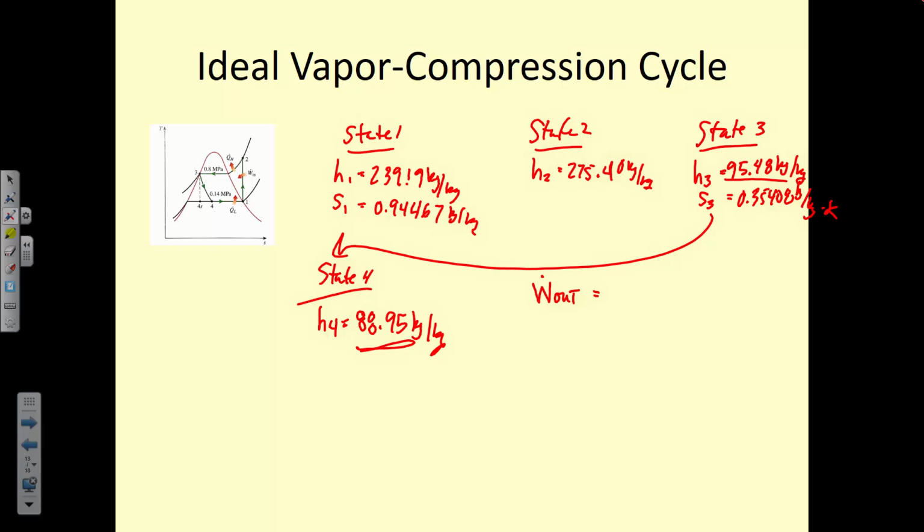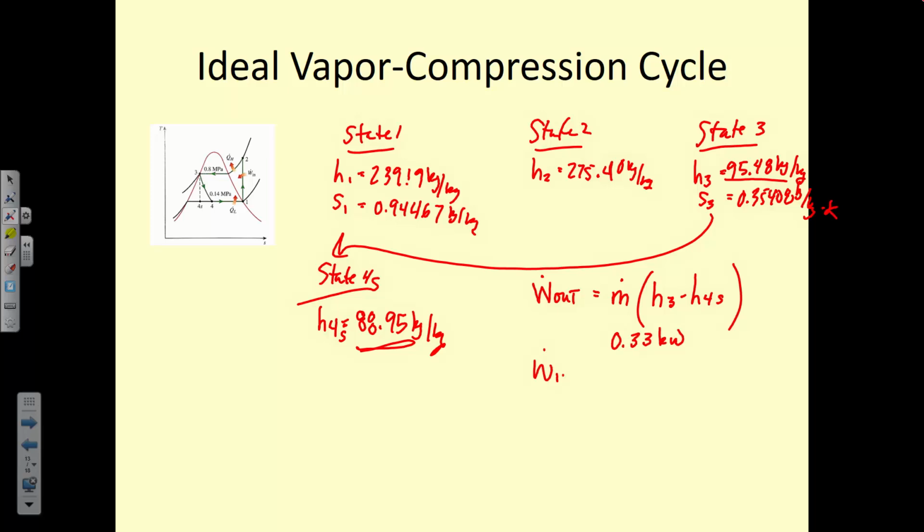Work dot out, power out. M dot, I know that, right? Where is the work occurring? H4 minus H3. It would be H3 minus H4. H4 isentropic, right? So this is H4 isentropic. So we can calculate that, and we find that it's 0.33 kilowatts.